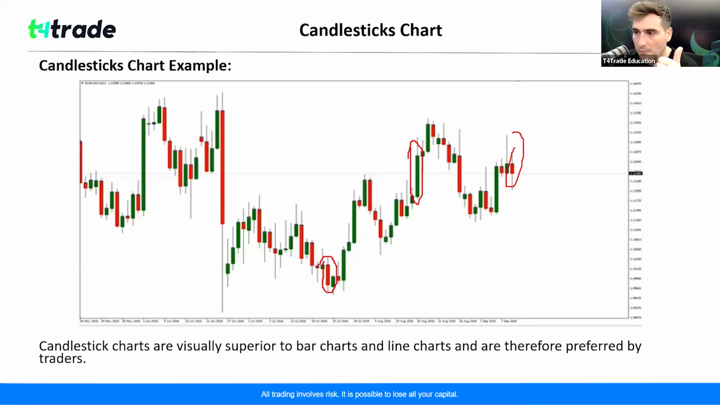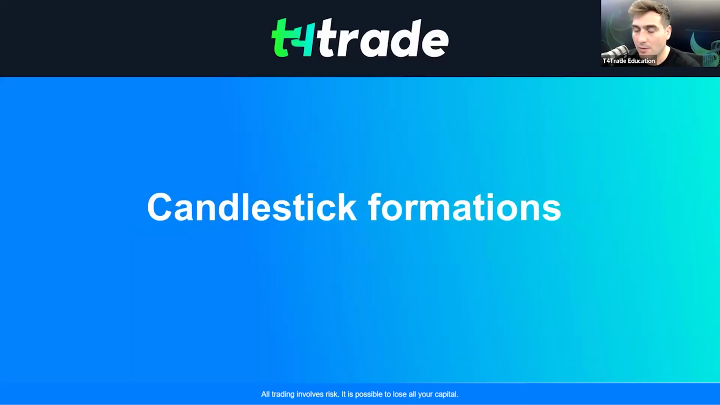This is the high, this is the low price, this is the open price because it's a red candle, and this is the close price. So these are the four components that make up these kinds of candles.